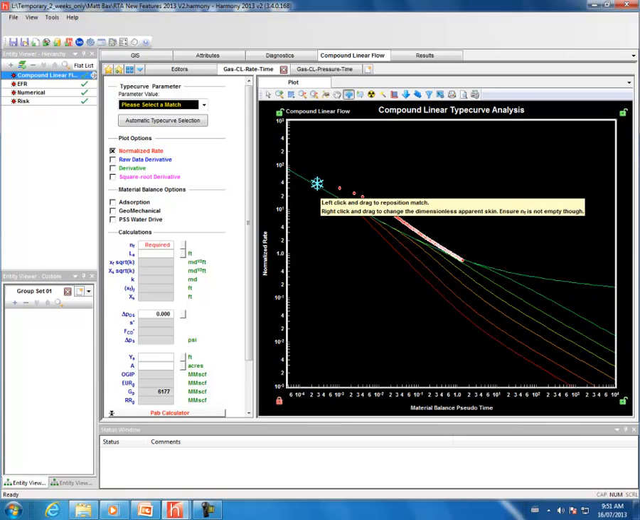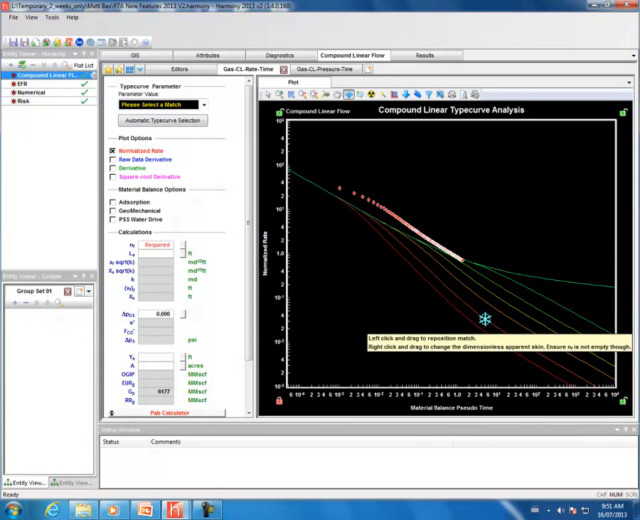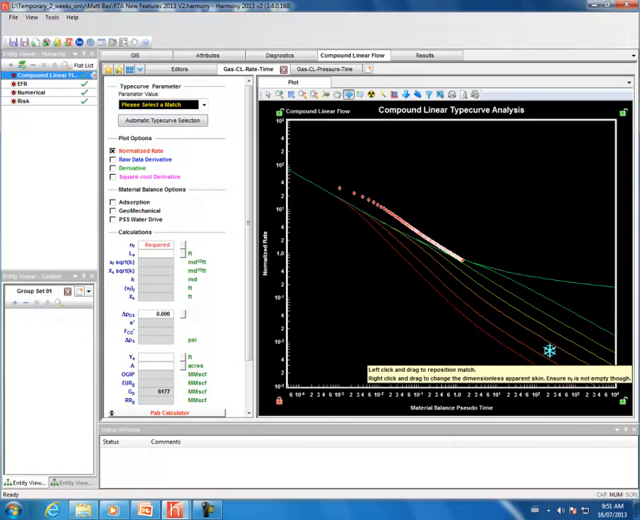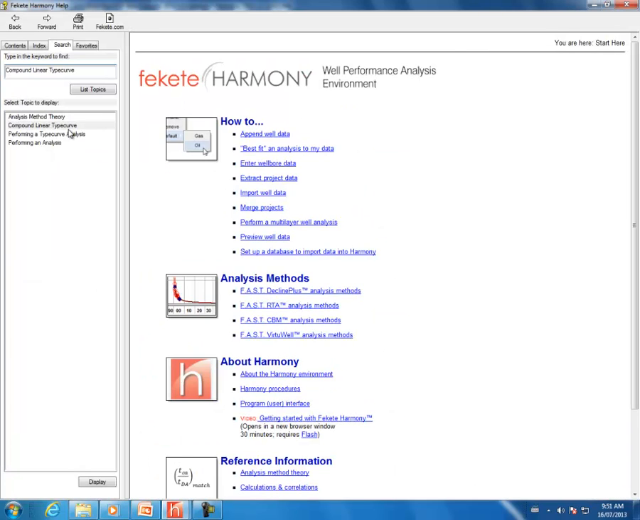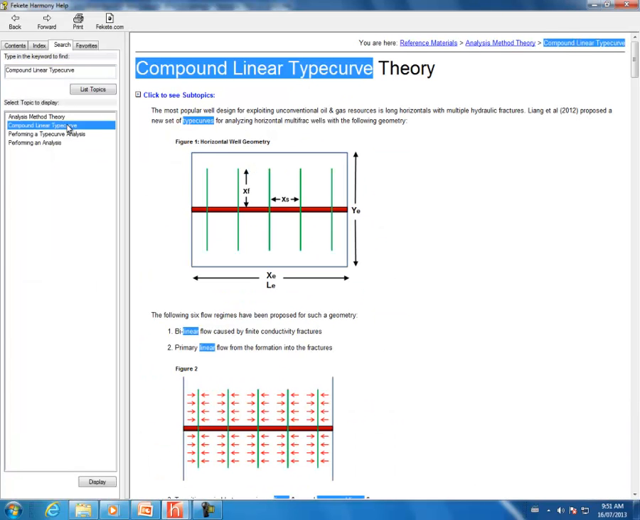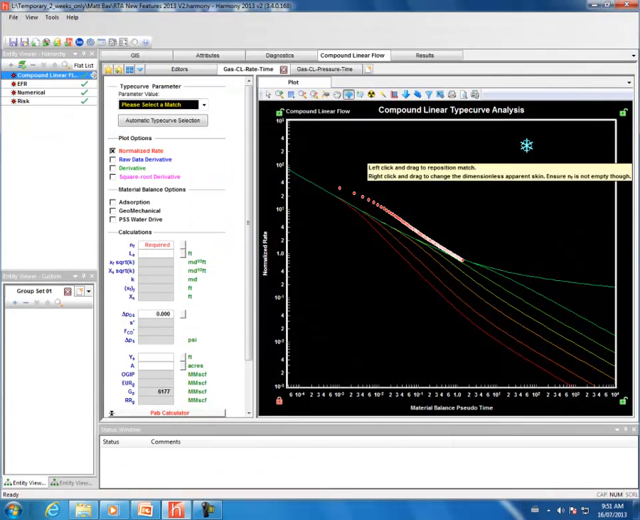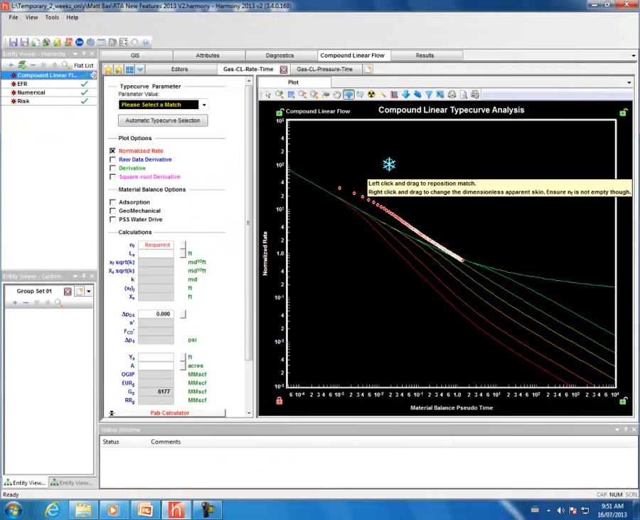The following flow regimes are represented on the type curve. Primary linear flow into fractures is denoted by the first straight line with a subsequent transition before compound linear flow is reached. The theory relating to this type curve, like all other type curves, can be found in our help pages. Analysis of this type curve is similar to the other type curves.